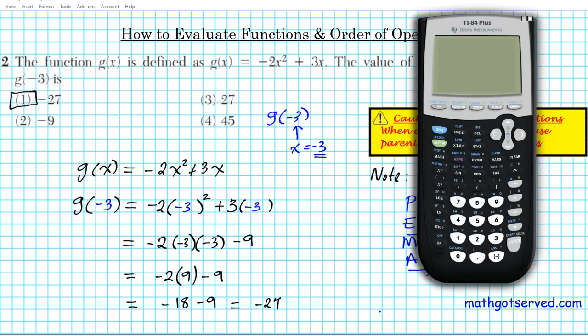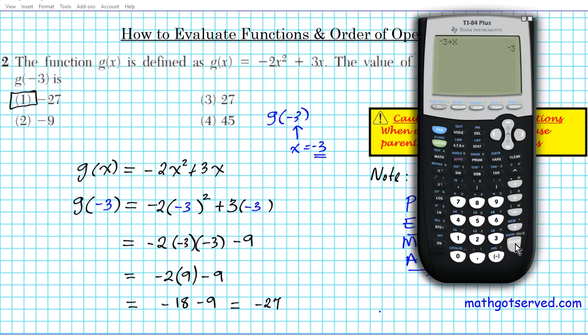Okay, now how can we do this with a calculator? Well, there are two ways you can do this with a calculator. You can either use the table or you can evaluate this from the home screen, okay? So what we're going to do first is store negative 3 in the x value. So negative 3, we're going to store it in x.